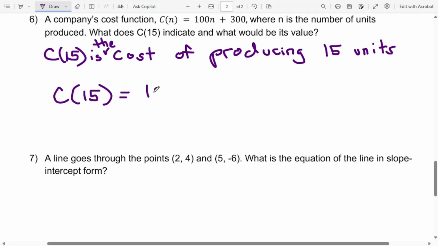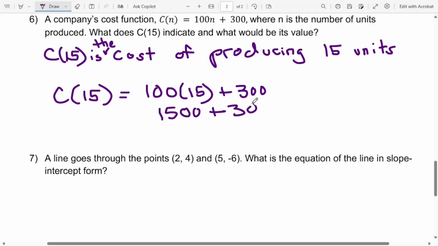So we'll do C of 15 equals 100 times 15 plus 300. 100 times 15 is 1500, plus 300, which equals 1800.